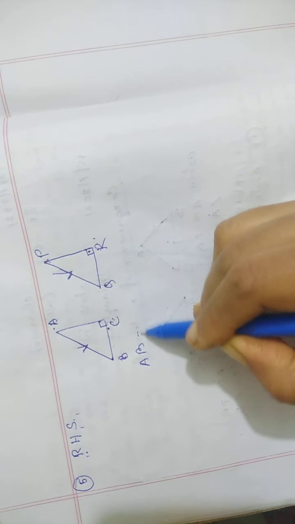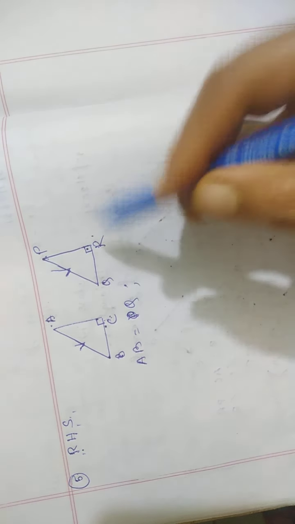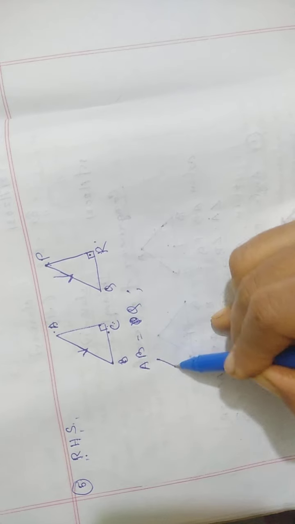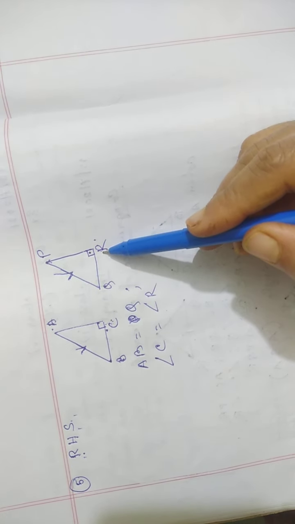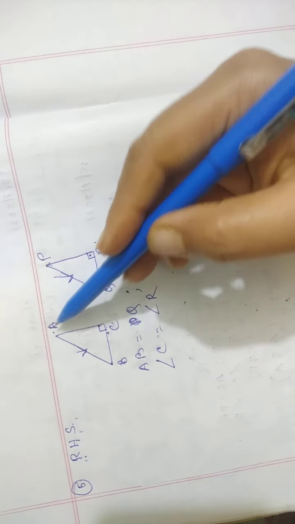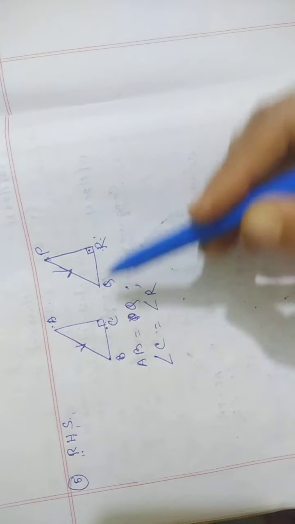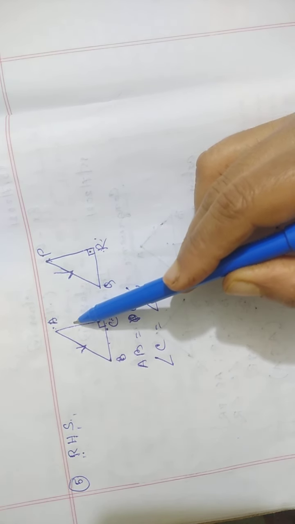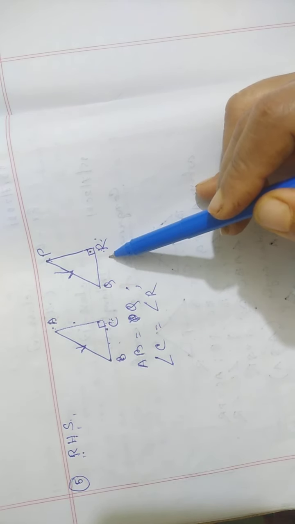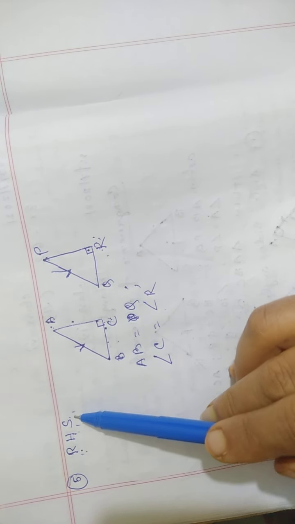Now if you find AB equal to PQ, that is one criteria. Another criteria is angle C equal to angle R. Why? Both 90 degrees. And if you find AC equal to PR or BC equal to QR, that means if any one of these two sides is equal, then these two triangles are congruent with the criteria RHS.